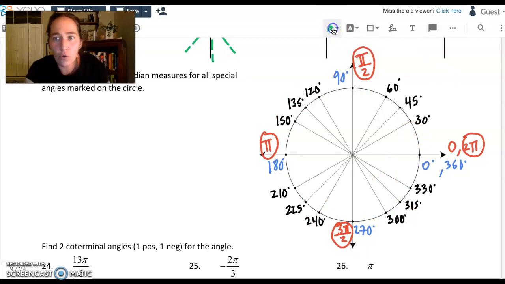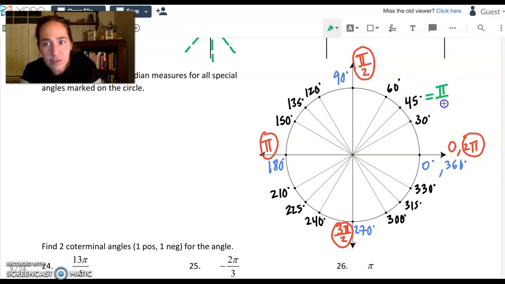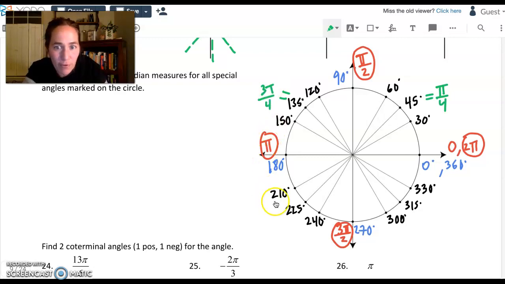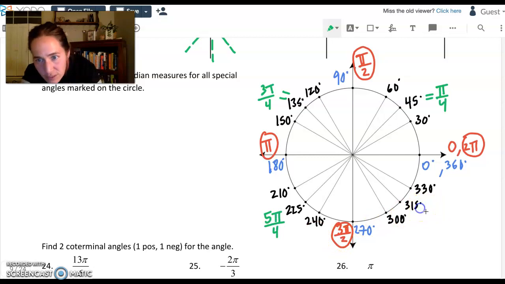So we've counted quarter pies before, right? 1/4 pi is 45 degrees. 2/4 is up here. Here's 3/4 at 135. 3 pi over 4. Let's finish the quarters. 4 pi over 4. Here's 5 pi over 4 at 225. And then 6 pi over 4, and then we've seen 7 pi over 4 at 315.